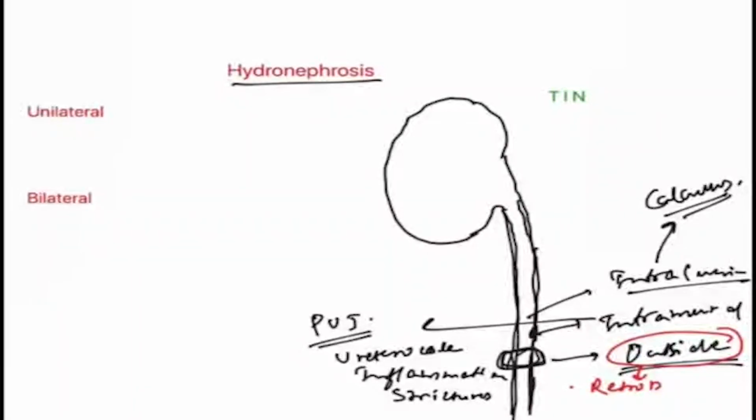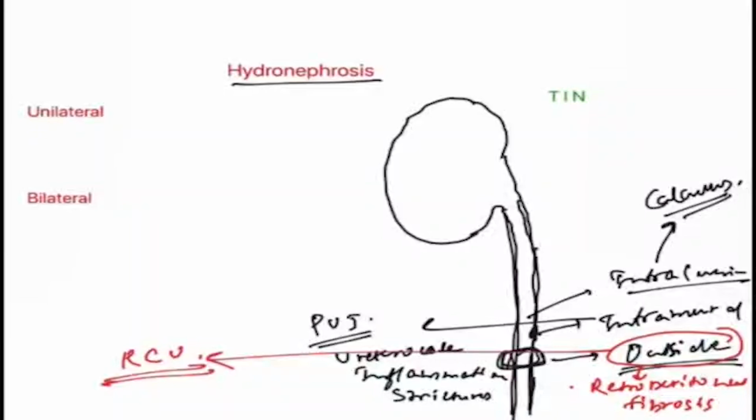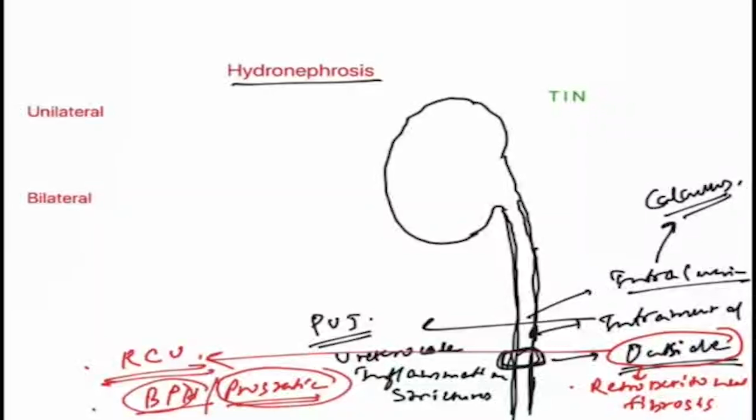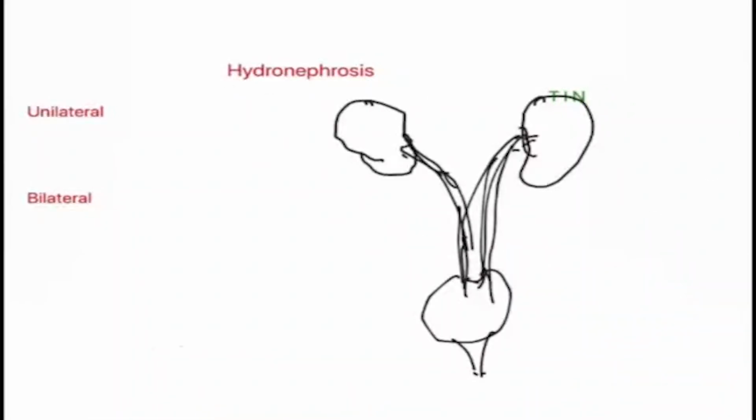Extraluminal, these causes are retroperitoneal fibrosis, when the fibrosis is outside the peritoneum and ureters are compressed because of fibrosis. Other causes, besides fibrosis, are retrocaval ureter. About this retrocaval ureter we will talk about later. And also BPH or prostatic carcinoma, when the prostate compresses the urinary tract from outside.